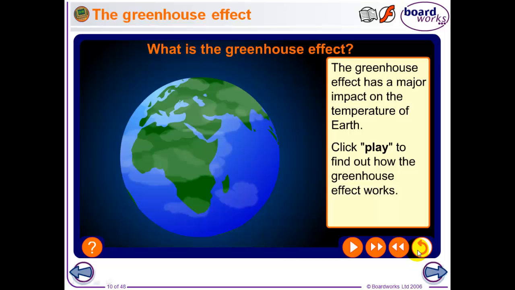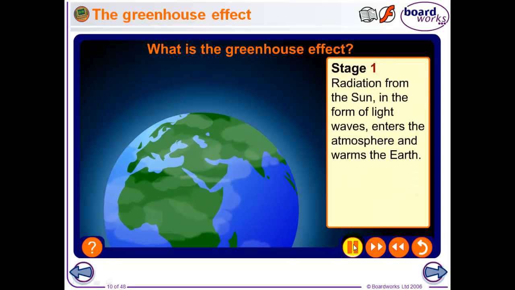What is the greenhouse effect? So, what is the greenhouse effect? We have a nice graphic which illustrates this nicely. However, there are mistakes and I will point them out to you. The greenhouse effect has a big impact on the temperature of the Earth.